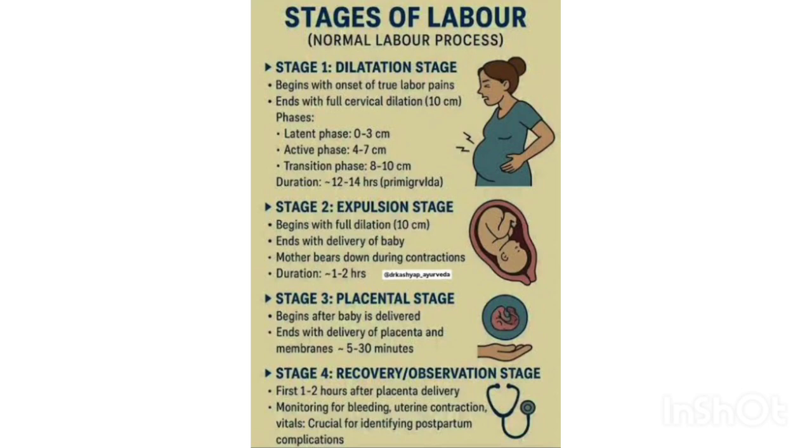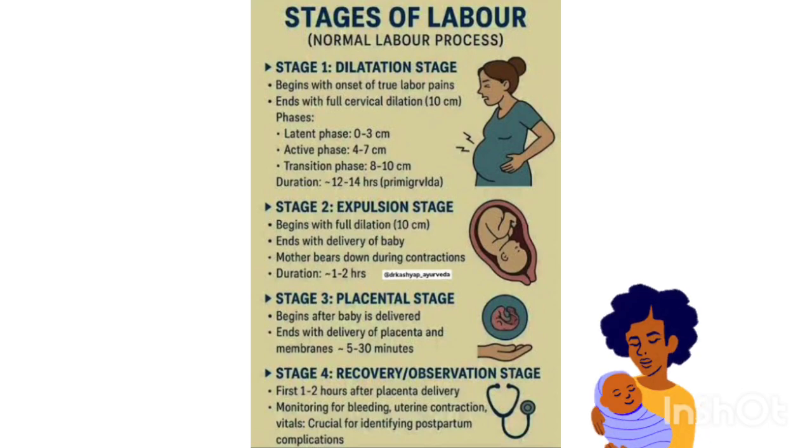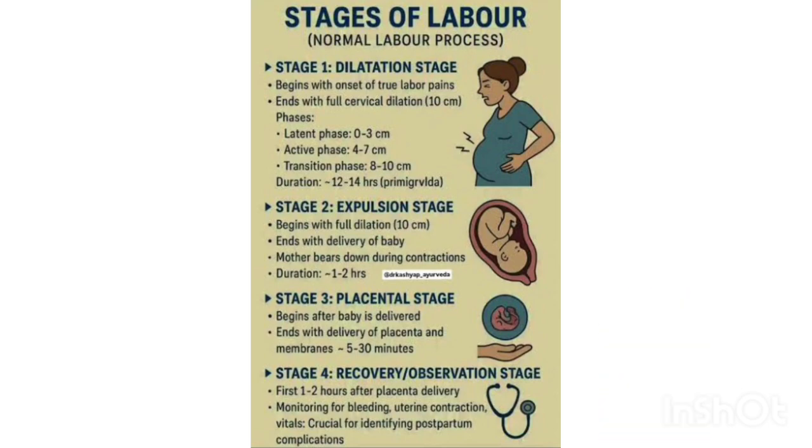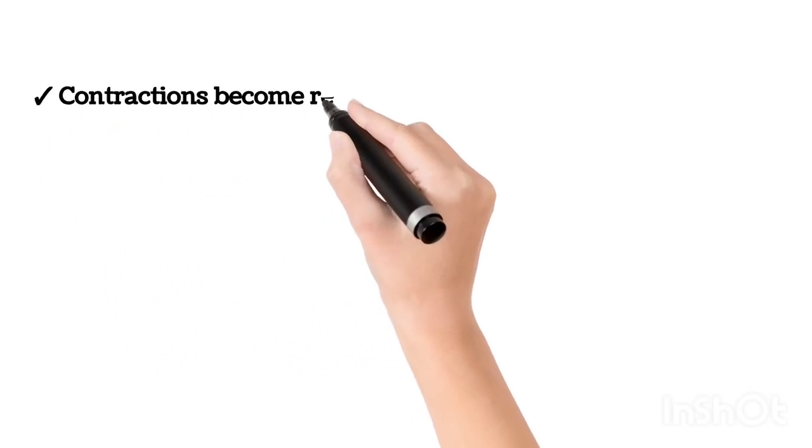The next one is the recovery stage or observation stage. That's where the mother and the child are checked. Vitals are checked mandatorily, and also bleeding, to avoid unnecessary bleeding. That kind of thing. So that's the idea, basically.